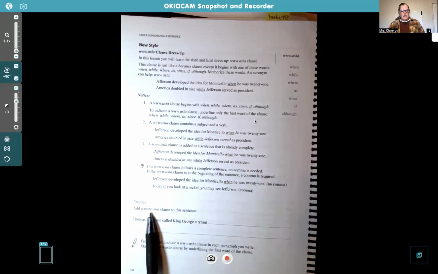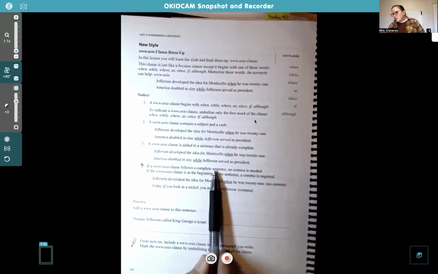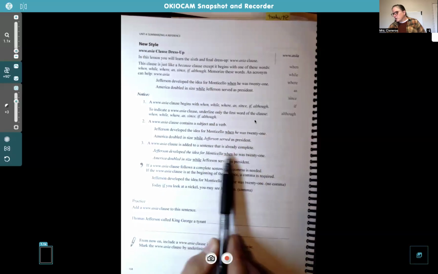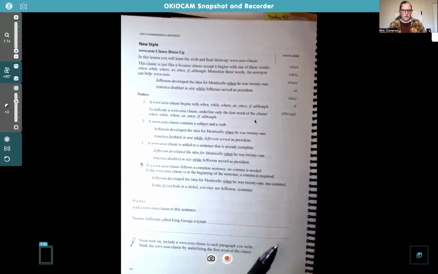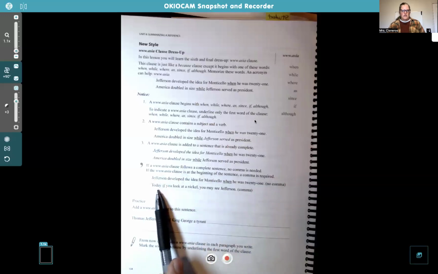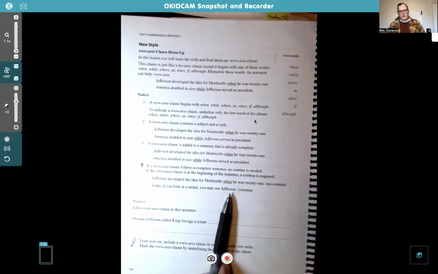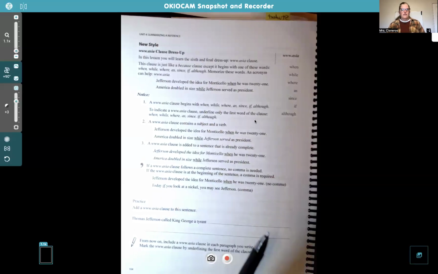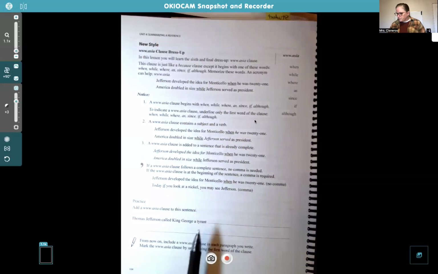Down here, they're wanting you to practice that. Oh, by the way, let's talk about the comma rule. I skipped that one there. If it follows a complete sentence, no comma is needed. So notice in the first example right up there, there was no comma. But if the Asia clause comes first before the main clause, then you do need a comma. Like this one. Today, if you look at a nickel, you may see Jefferson. You will see Jefferson. I don't know why they said you may see Jefferson. You will see Jefferson. I guess if you're looking at a nickel, you may see whatever. It's a weird sentence. But anyway, the clause comes first, so you do need a comma there.